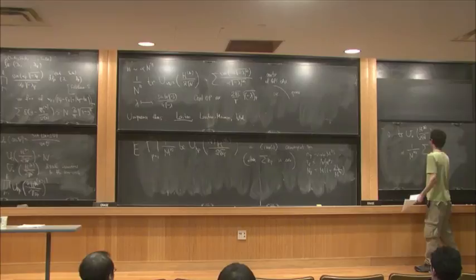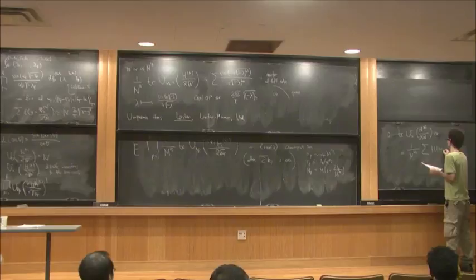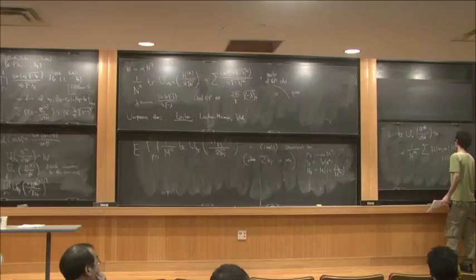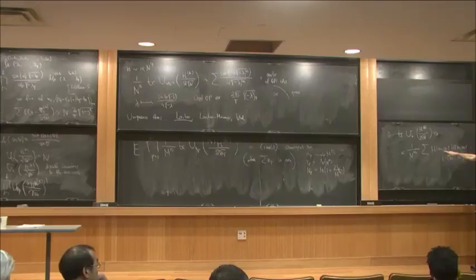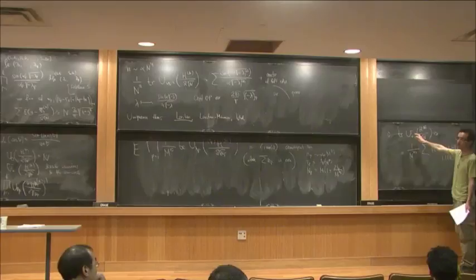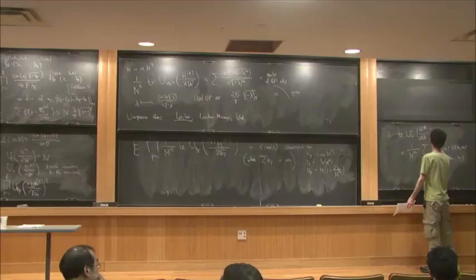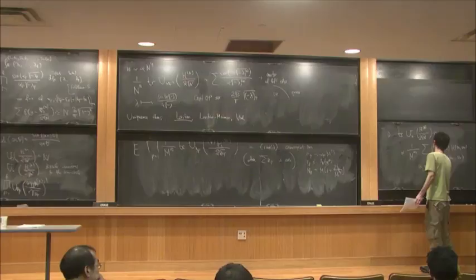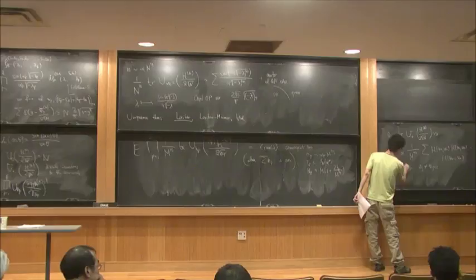It's the sum of h(u_0,u_1) h(u_1,u_2) up to h(u_{n-1},u_0), where the sum is over n-tuples u_0, u_1, u_2, and so forth. But unlike moments, it's not the sum over all n-tuples. It is the sum over tuples which satisfy the non-backtracking condition. So u_j should be different from u_{j+2}. If this is u_j and this is u_{j+1}, we're not allowed to return immediately to where we came from.